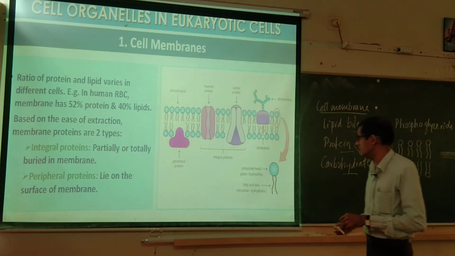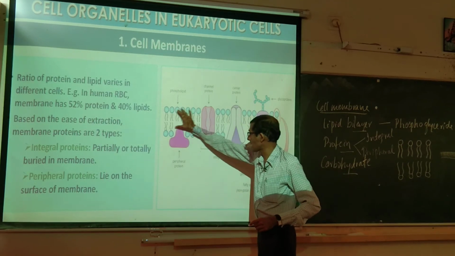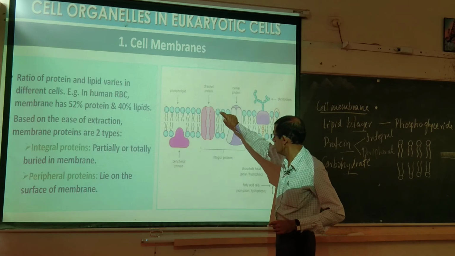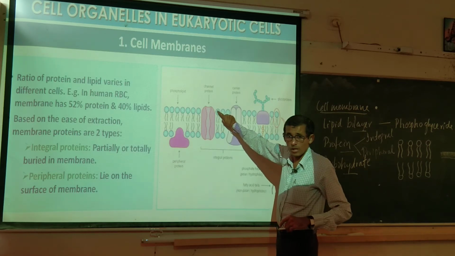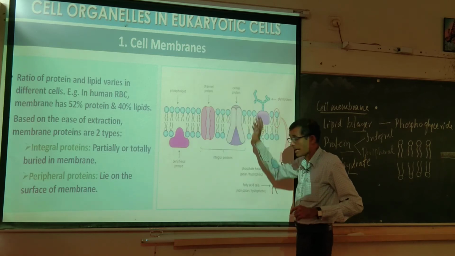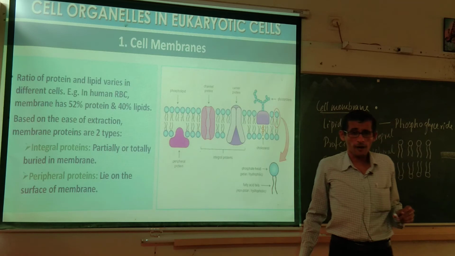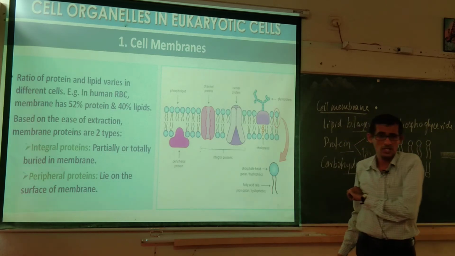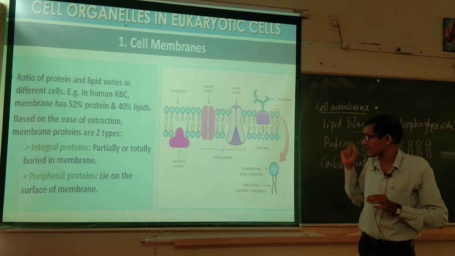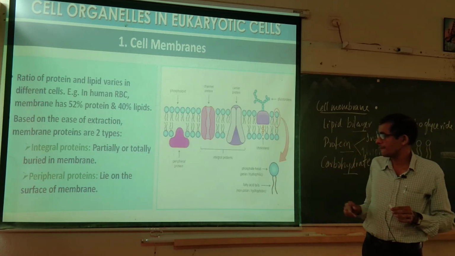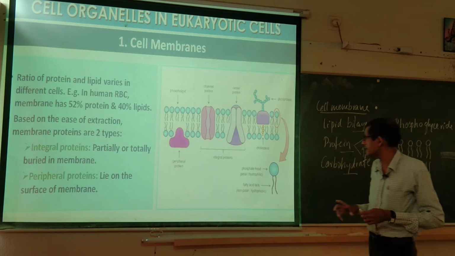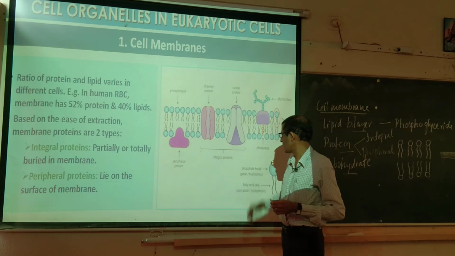So this is the lipid bilayer, with the hydrophobic tail and polar head. Polar head is there, hydrophobic tail is present. In the lipid bilayer region, we can observe the presence of 2 types of protein. One is the integral protein, partially or totally buried in the membrane, which is present inside the membrane. So that is the integral protein.